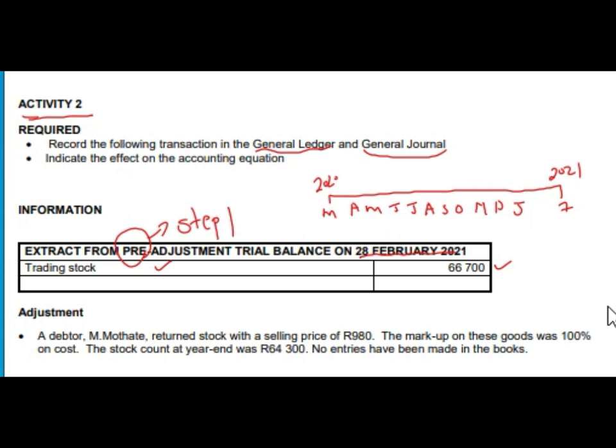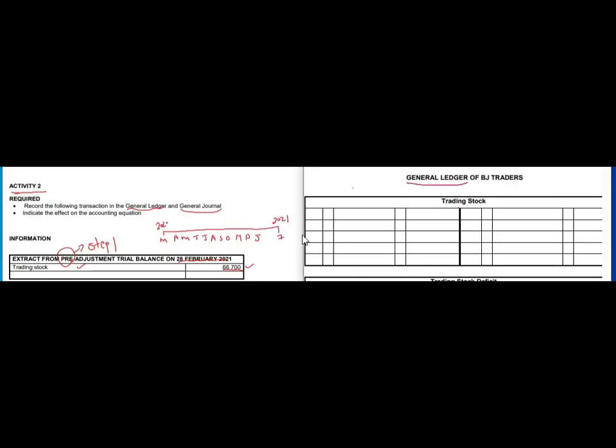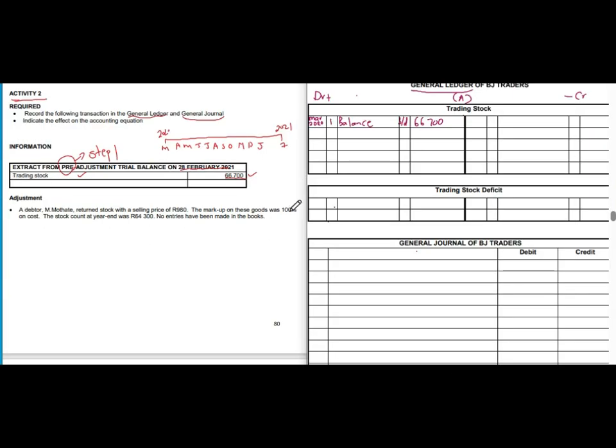And then in the pre-adjustment trial balance, we have trading stock of how much? 66,700. Then we need to record it. Trading stock is classified as an asset. All assets will increase under our debit side, while they will decrease under our credit side. And then we are going to record our first step, our opening balance. We are going to say during March 2020, on the 1st, we had an opening balance, a balance brought down of 66,700. And that is the only thing that we have in this pre-adjustment trial balance.